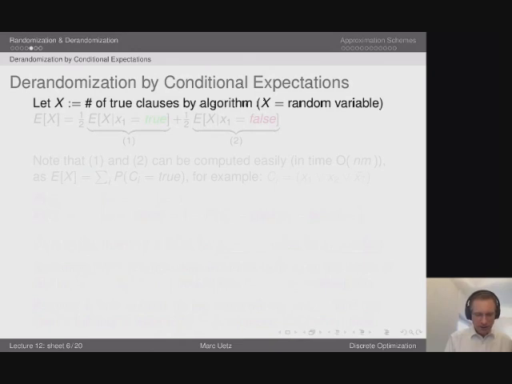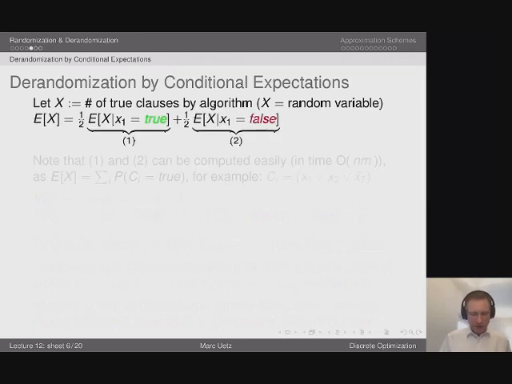So let us look at x, which is the random variable which denotes the total number of fulfilled clauses by our algorithm, and that depends on this random truth assignment of the Boolean variables. By Bayes' law, I can write this expectation as the sum of two conditional expectations, namely that is 1/2 times the expected number of fulfilled clauses under the condition that the first variable is equal to true, plus 1/2 times the same thing under the condition that the first variable is set to false. And the nice thing is that I can not only split up the total expectation in this way, I can also compute these values here in polynomial time.